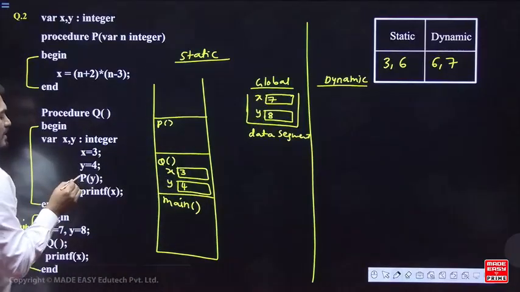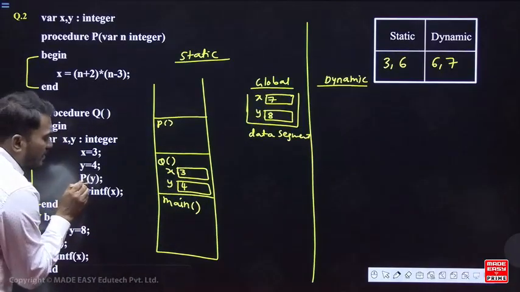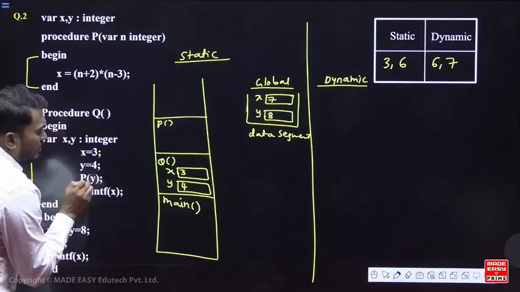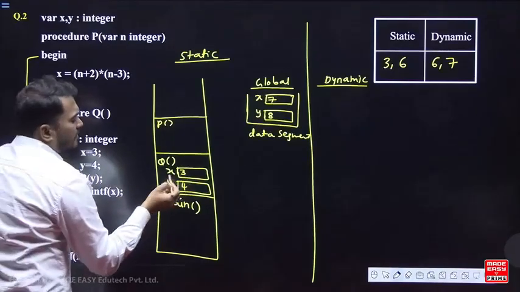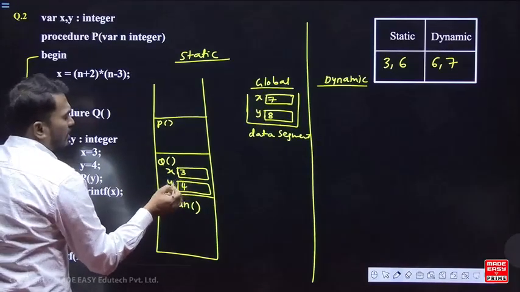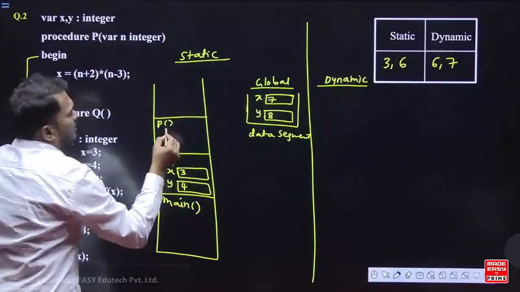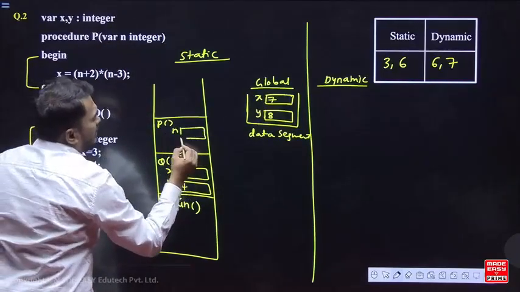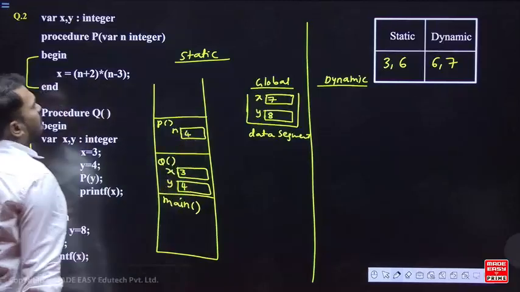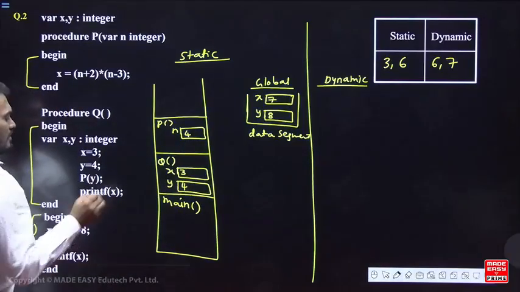In the function p, what you are passing here? Tell me. Y. What is the y value here? Y value is 4. So that 4 is received into what? n. So n is a local variable here. n में क्या receive हो गया? 4. Listen carefully. So I am repeating.